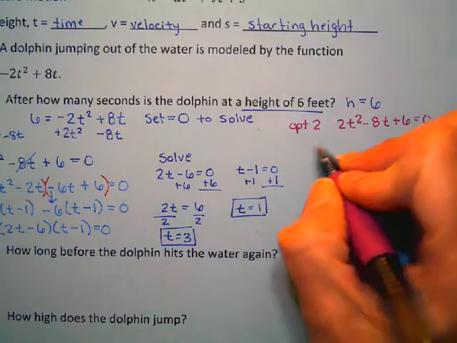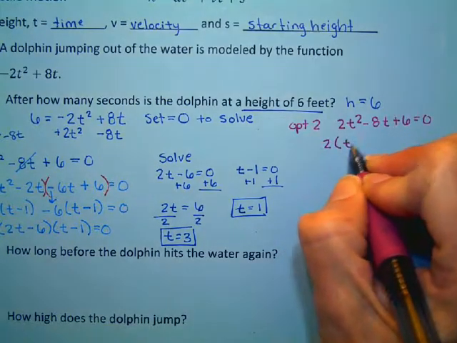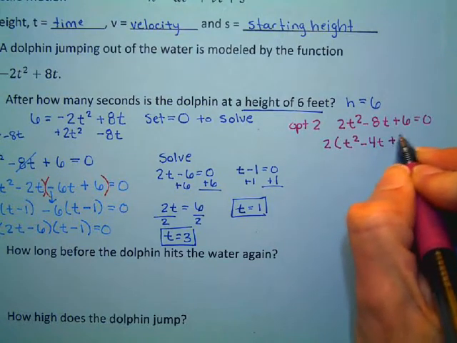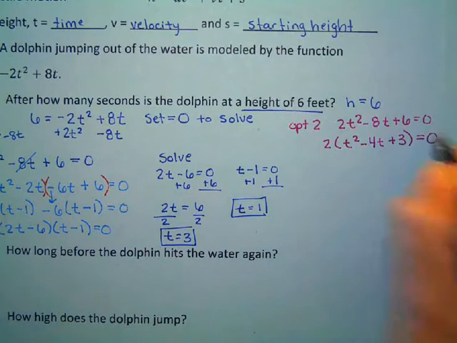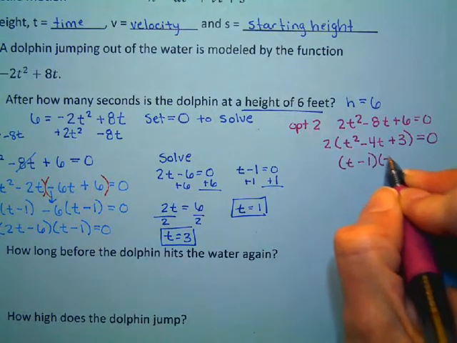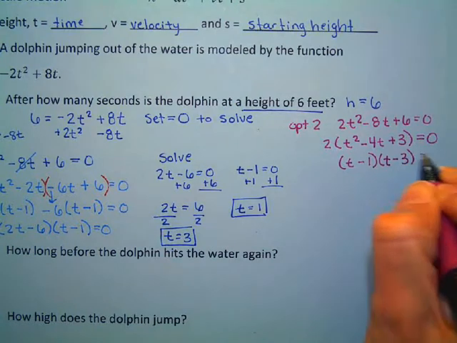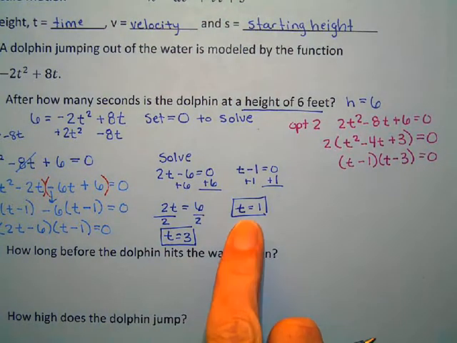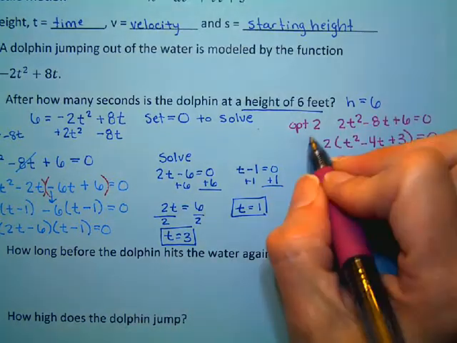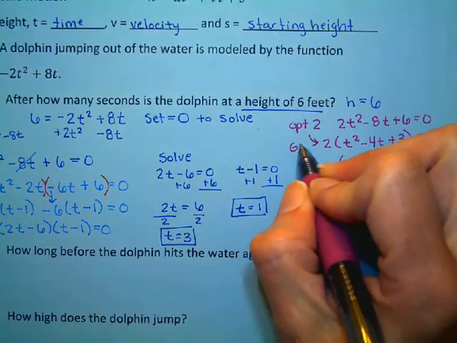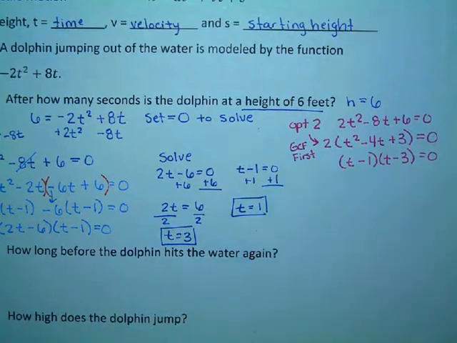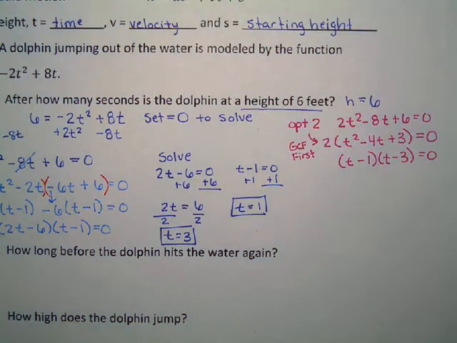If you divide all those by 2, you're left with t squared minus 4t plus 3. And then you could X method and come out to t minus 1 and t minus 3. And if you solved those, do you see how it comes out to t equals 1, t equals 3. So option 2 would be to take out the GCF first. Most people don't recognize that. They just start with the X method, and that's fine.